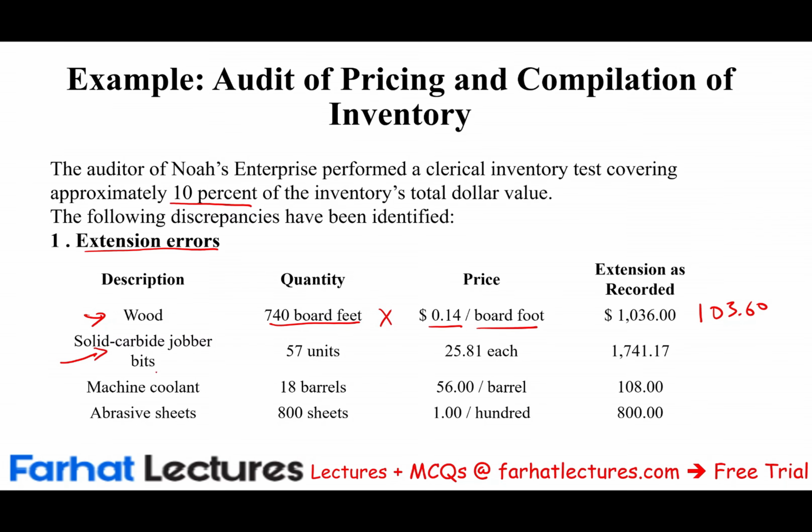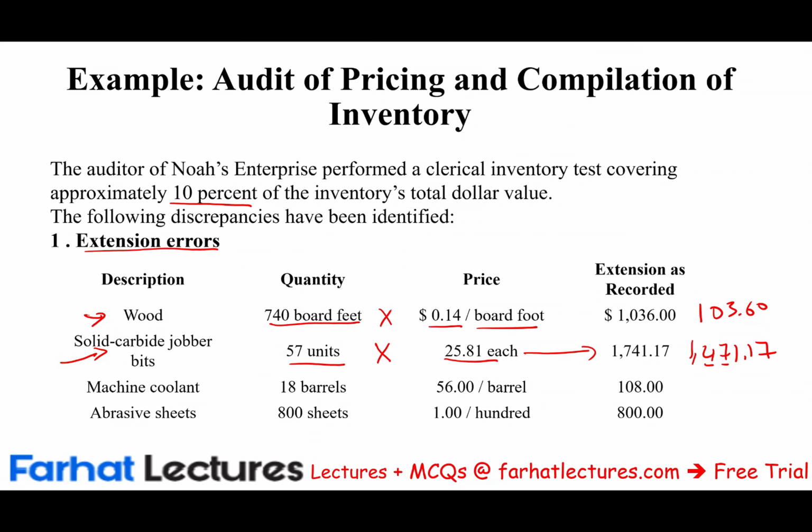The solid carbide jobber bits, we have 57 units. Each unit is $25.81, and the extension as recorded is $1,741.17. However, if you take 57 units, you multiply it by $25.81, you will get $1,471.17. This is a transposition error. Notice what happened. The 4 and the 7 are switched. So the amount is $1,471.